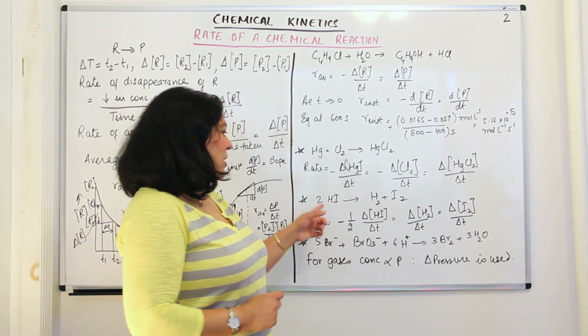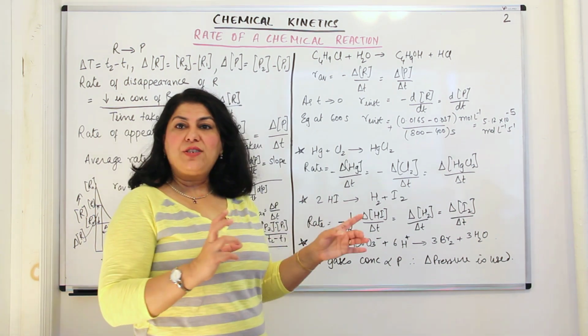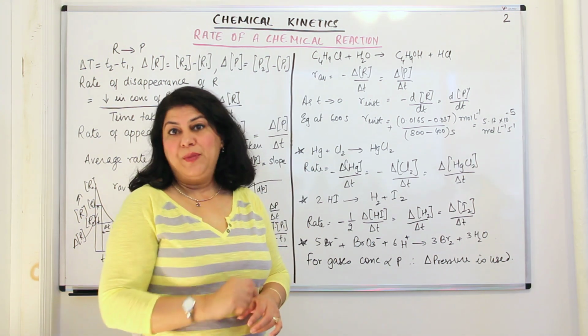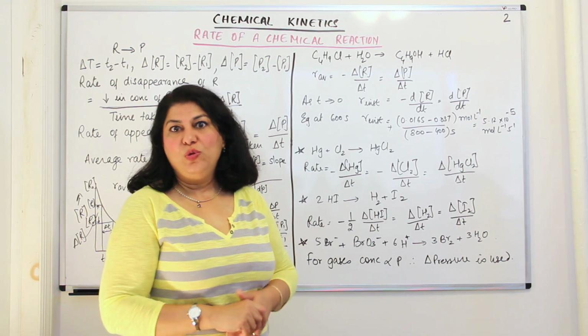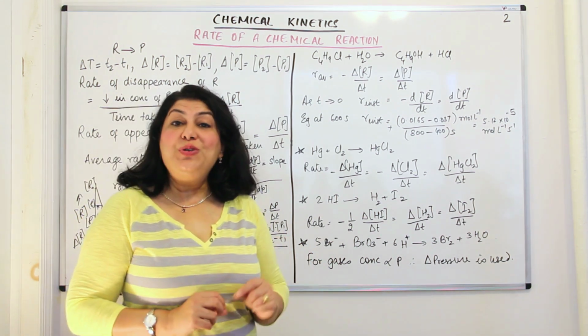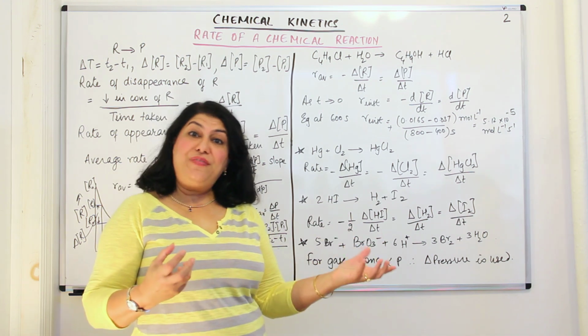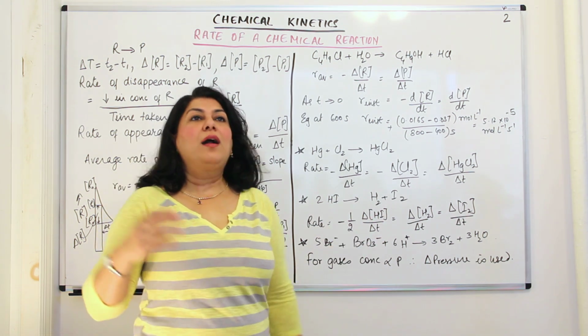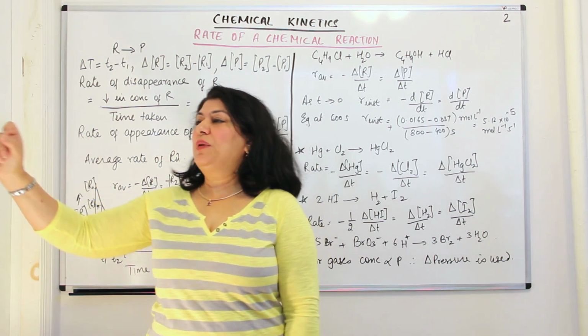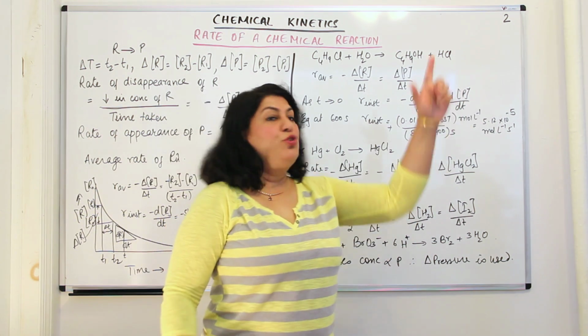When you calculate for any reactant or product which has a stoichiometric coefficient other than 1, which has more than 1 number of moles, in that case, what should you do? Because rate cannot be different. The speed of a car, it took this much time to go from point A to point B.